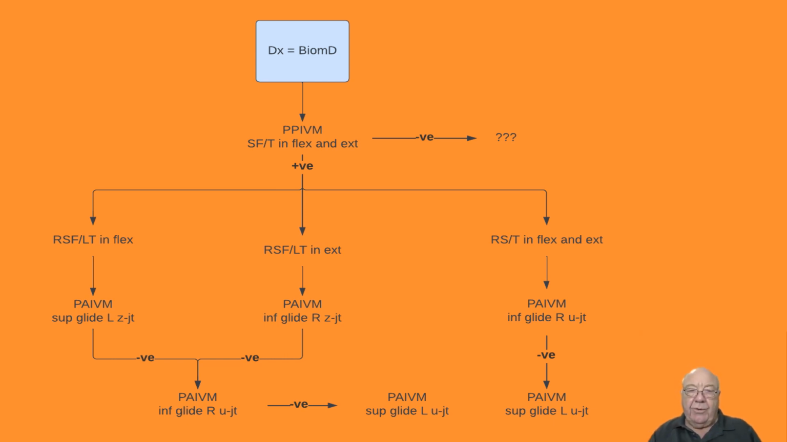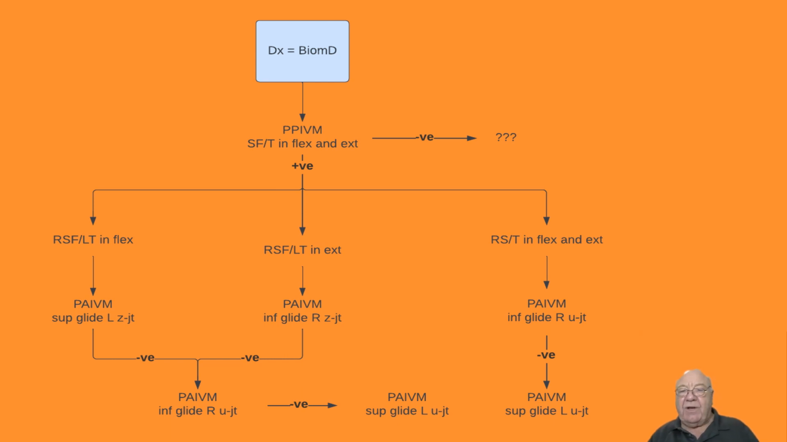Now, we're going to assume it's right side flexion, left translation again. And if we find that in flexion, we then do a PAVM for the superior glide of the left zygapophyseal joint, if only right side flexion, left translation in flexion is positive. If, on the other hand, right side flexion in extension is positive, then we'll do the PAVM for the inferior glide of the right zygapophyseal joint. If they're both negative, then we'll look at the PAVM for the inferior glide of the right uncovertebral joint. And if that's negative, simply because that's the more common one, the ipsilateral one. If that's negative, then we'll look at the PAVM for the superior glide of the left uncovertebral joint.